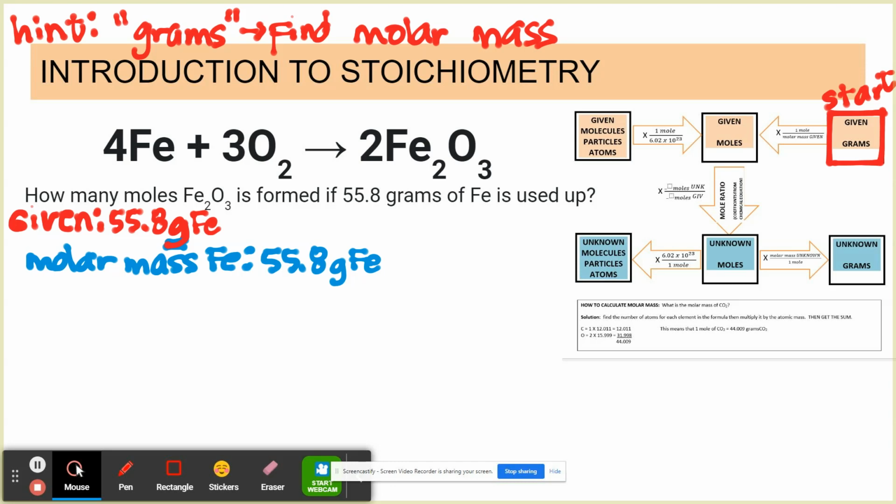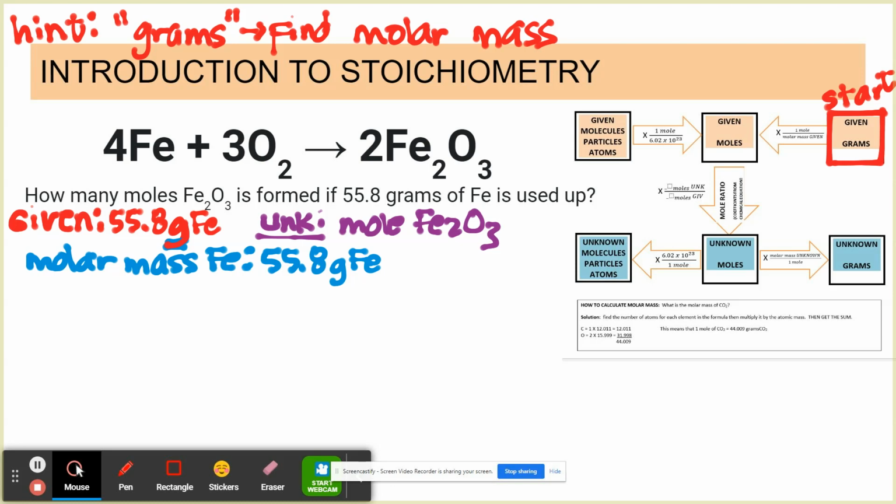That's why you're starting at given grams. All right. Look at the problem again and find your unknown. Again, you look for keywords that tell you that's the unknown. In our case, our unknown is moles of Fe2O3. So again, it's moles of Fe2O3.